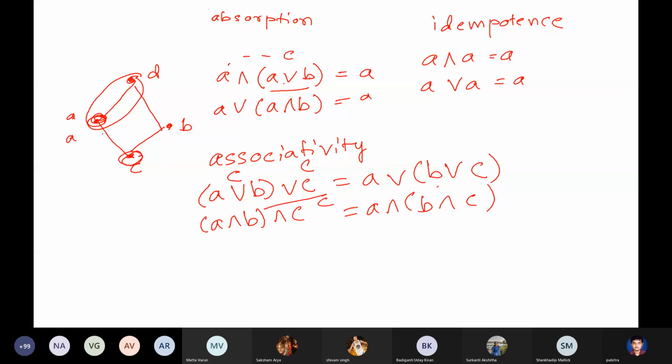Similarly, what is B and C? B and C is C itself. So this is C. And A and C is C itself. So this is C and C. So this is also C. So this is verified. Okay, I'm just hand waving. I'm not giving a proof. I'm just explaining with an example. But you can prove this. You can easily prove this.